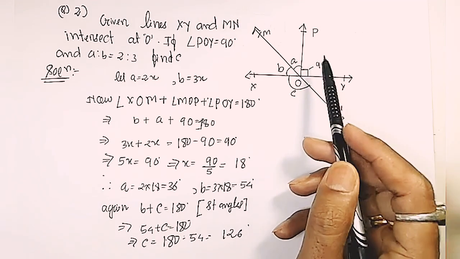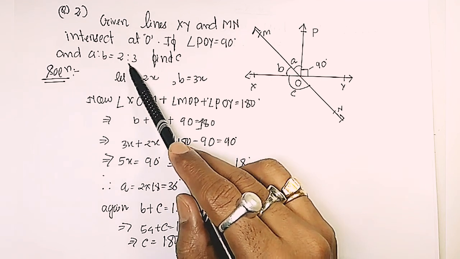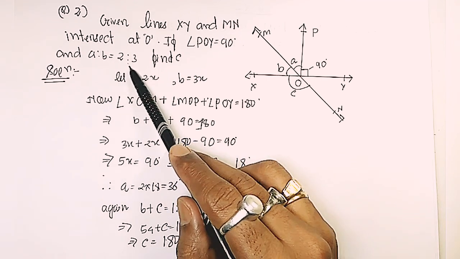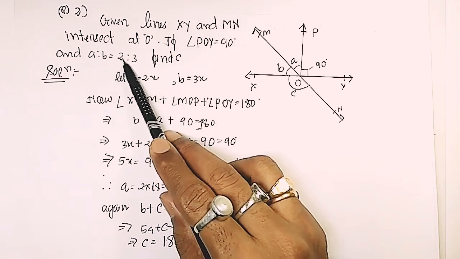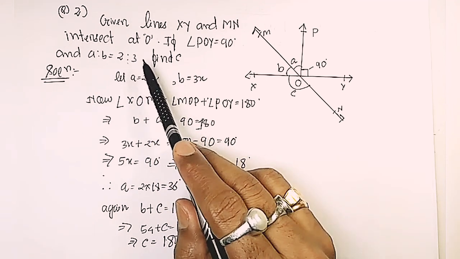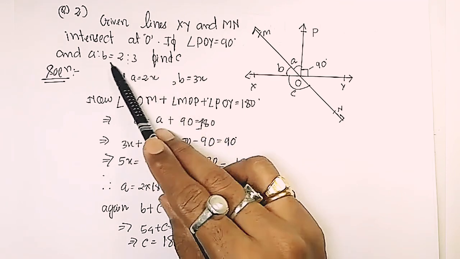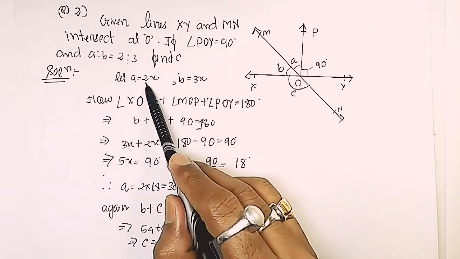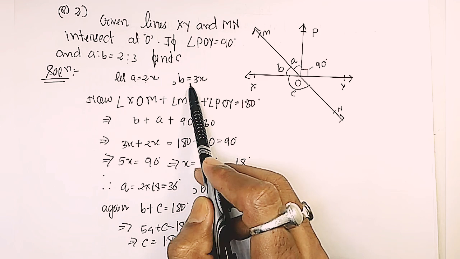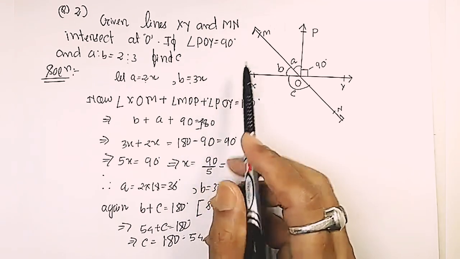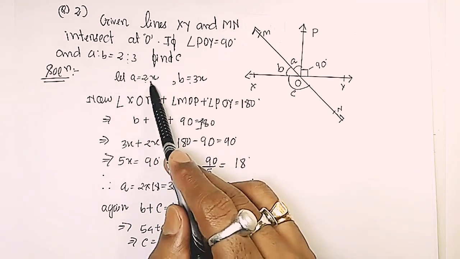So we know that when the angles are given in ratio, as we have learned in class 8 in linear equations in one variable, we assume that they are twice x or thrice x. Since the ratio A is to B is 2 is to 3, A equals 2x, B equals 3x. So we have already learned in class 8 how to take the values when they are given in ratios. So A equals 2x, B equals 3x.